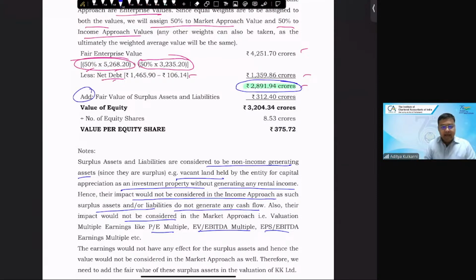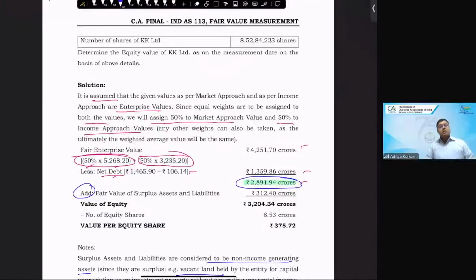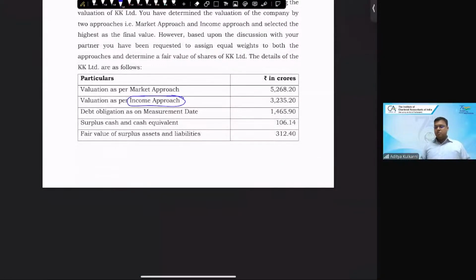Here it is being added, so you will know that it is not included, but logically you tell me, suppose this had not been given to you, can you assume that it is forming part of surplus assets and liabilities? Answer is no. Because number one, based on your income approach, these are not generating any incomes, and therefore they will not form a part of your income based valuation. That is as per income approach. In 3235 it is not there at all.